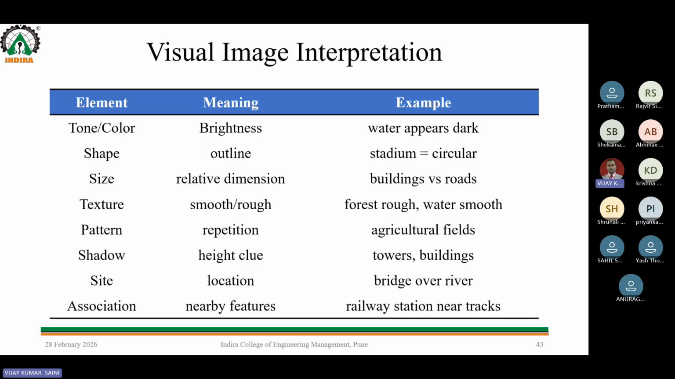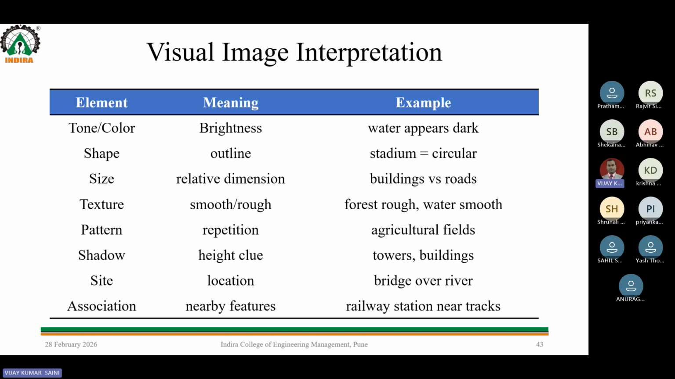Whenever the satellites put out their radiations, as we saw at the start of this session, there are imagery satellites and non-imagery satellites. Imagery satellites capture things, and finally these are the interpretation or the use, what exactly and how we are using it. These are the elements through which we identify, the first is tone or color, so brightness.